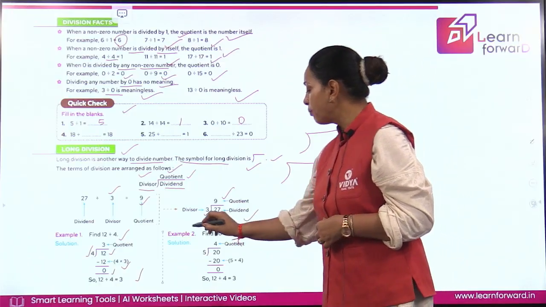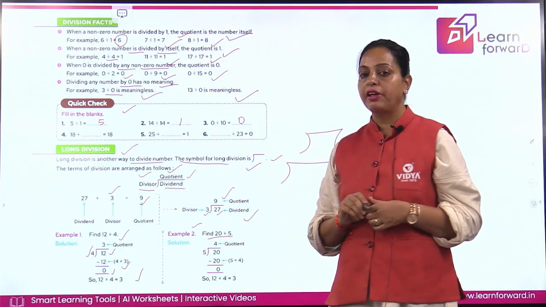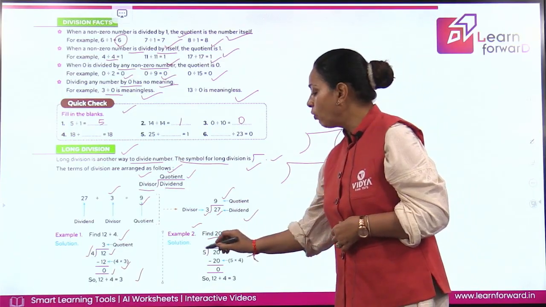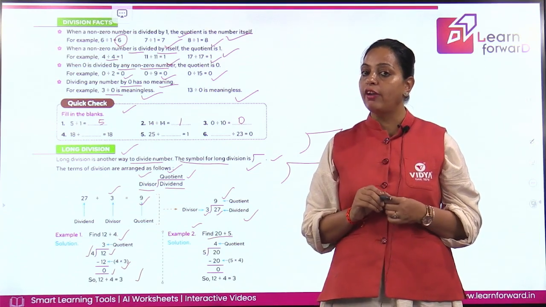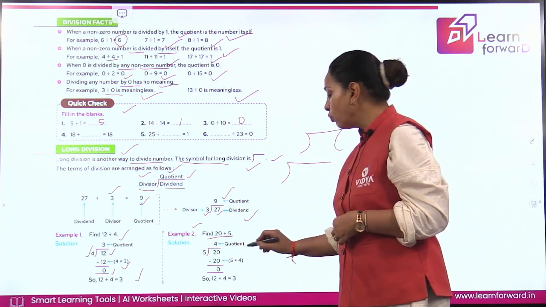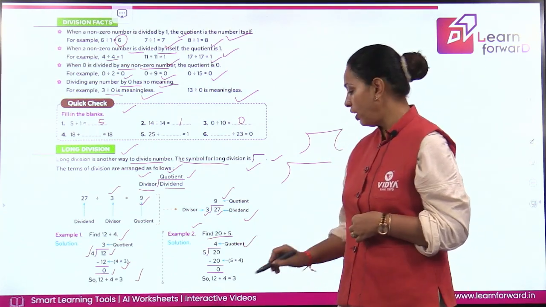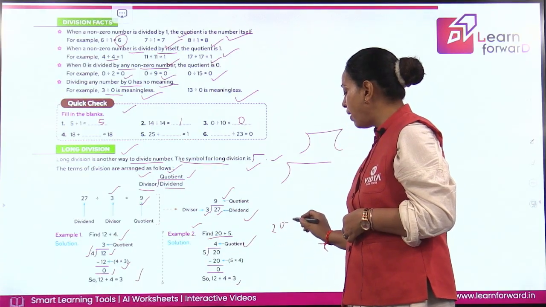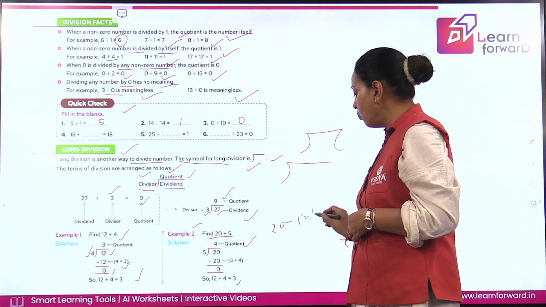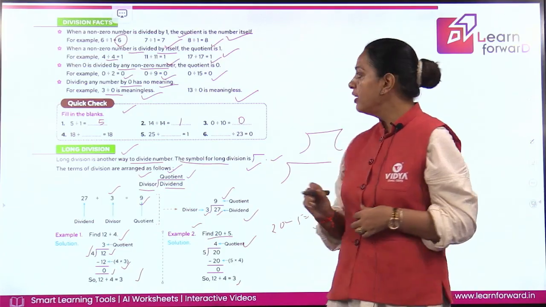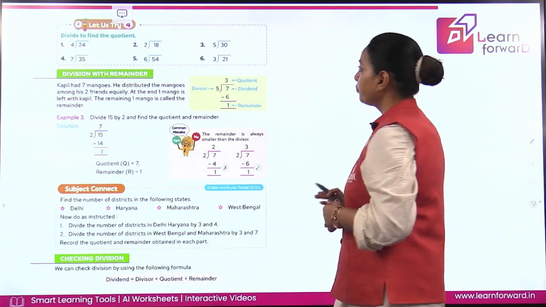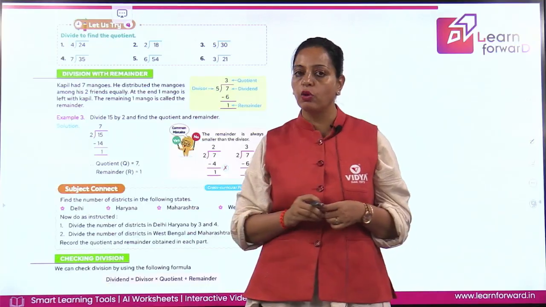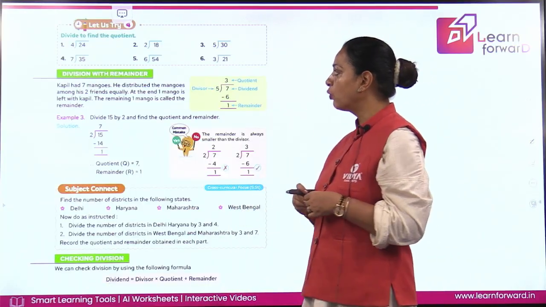Example next, example 2. Find 20 divided by 5. 20 को 5 से divide करेंगे. You know 5 4s are 20. So 4 is the quotient. Okay. So here we can write 20 divided by 5 equals 4. Fine. Now come to next. Let us try the fourth one. I hope you can try these ones on your own.